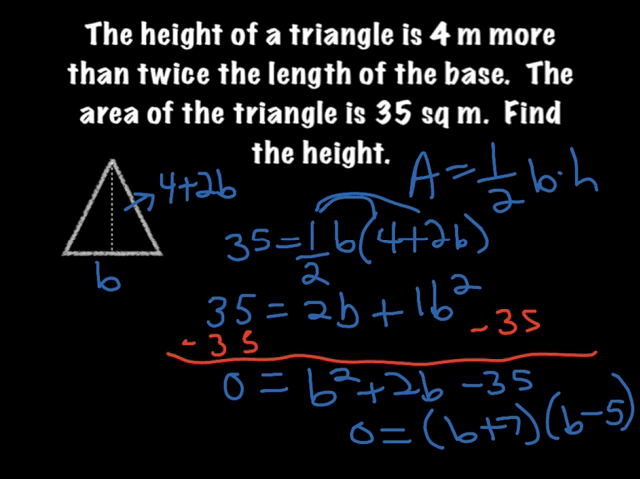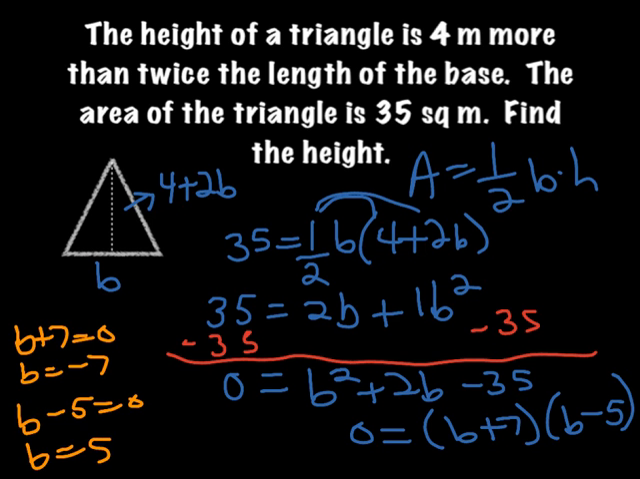I'm still not done solving it yet because I need to set each factor equal to 0. So if b plus 7 equals 0, well then b would have to be negative 7. And if b minus 5 equals 0, then b equals 5. This one can't be true. So now that we're getting into word problems, sometimes there's answers that can't work. I can't have a base of negative 7 meters. That just wouldn't make sense. So my base is 5.